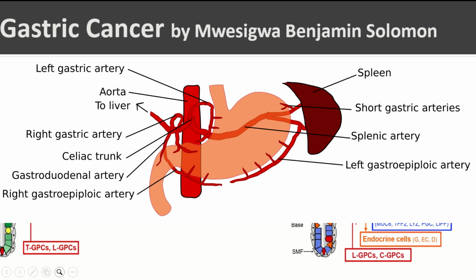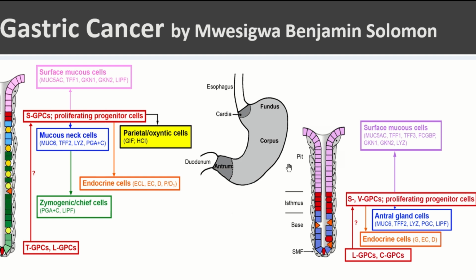And all these are going to have veins that follow them. On top of that, they're going to have nodes. So the stomach has very many lymph nodes, and this is what complicates most of the surgeries of the stomach, because they may require a lymph node dissection, and you may have to dissect very many lymph nodes.